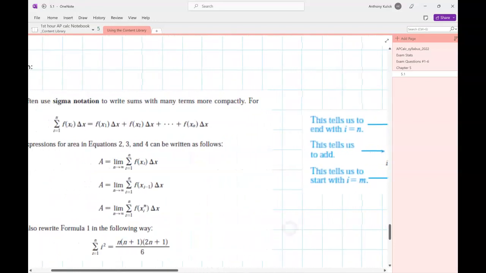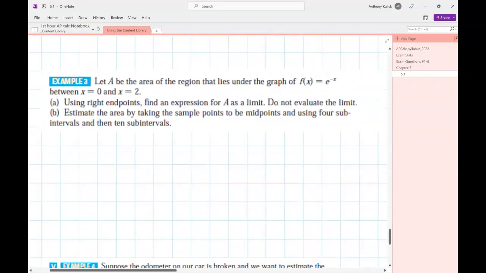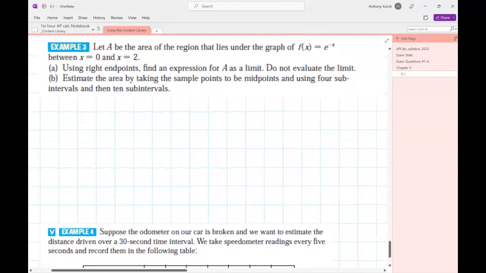All right. So let's just look at a couple of examples. Again, this first section was heavy theoretical, right? We haven't really done anything computational to this point, but that's okay. So it says, let A be the area of the region that lies under the graph of f of x equals e to the negative x between x equals 0 and 2. Using right endpoints, find an expression for A as a limit. Do not evaluate the limit. Okay?